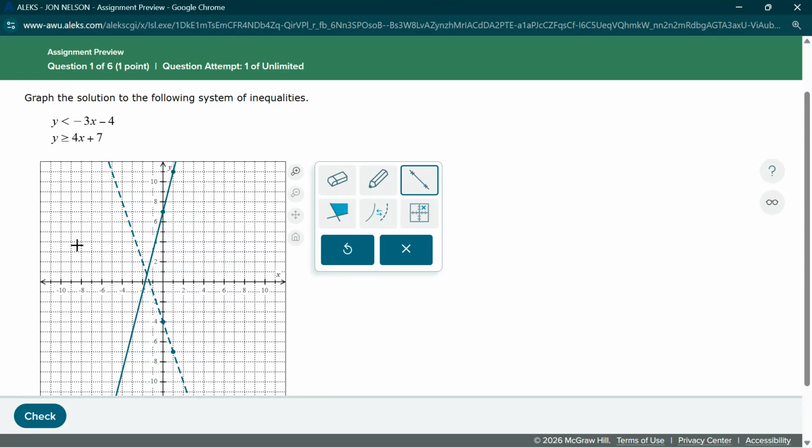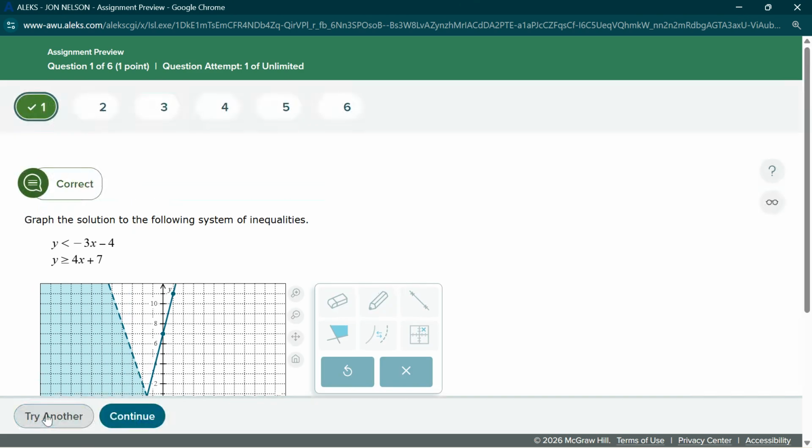So it's going to shade all this stuff. So I think the region that was in common was right over here, right? Wasn't this dashed line shading over here, and now the solid line shading over there also? So I choose my shading tool and I click over here, and then I want to check my answer. If I make a mistake, then I'm going to think some more about it, okay?